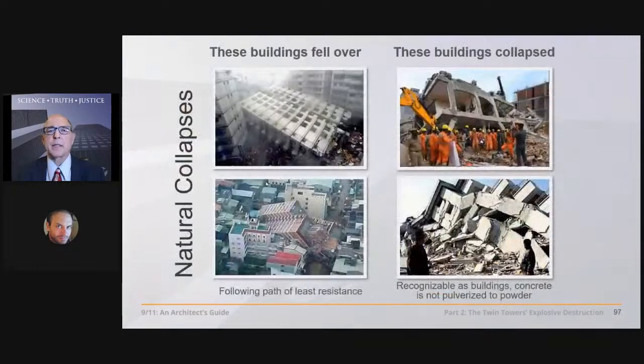Let's look at some buildings that did collapse due to natural causes, in this case, earthquakes. The buildings fall over to the path of least resistance. The building is certainly mangled at the bottom, but the concrete is not pulverized to a fine powder. The columns and beams are not severed one from another.